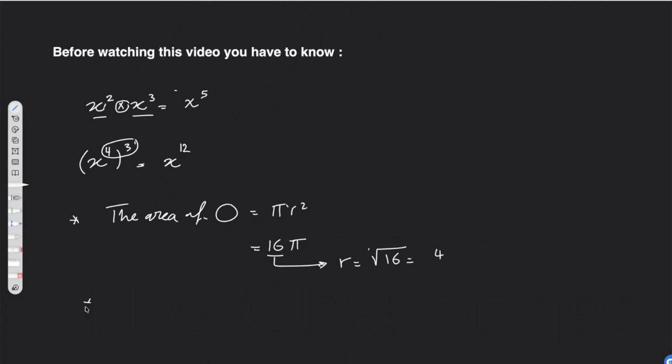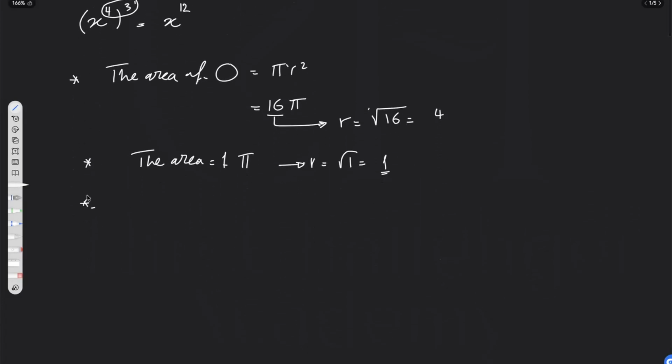Another example, if the area of the circle equals pi, the number at the front of pi is 1. So to find the radius, just take the square root of 1, and you know that root of 1 equals 1. And also you have to know that the circumference of the circle equals diameter times pi.